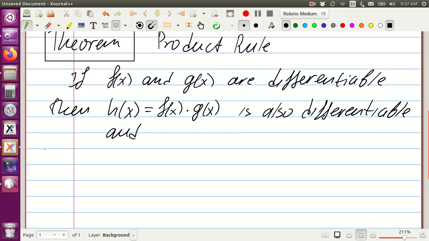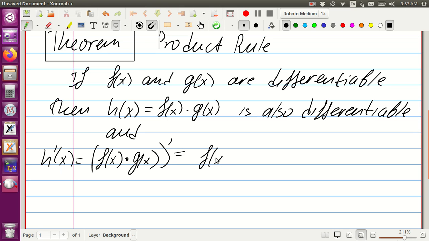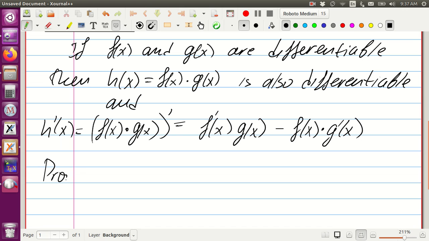And the derivative of h is the derivative of f times g. And it's a little bit more complicated than before. So it's the derivative of f times g plus f times the derivative of g. All right, and this is called the product rule. And our goal is to prove this product rule. So let's try to go through the proof.